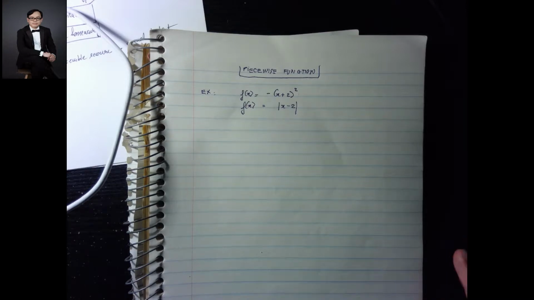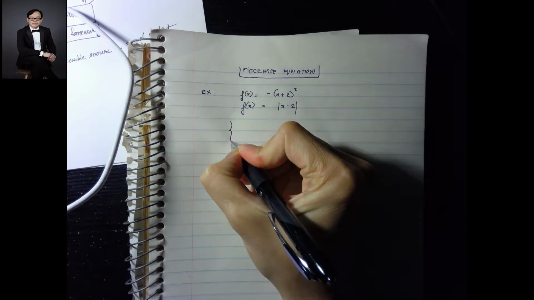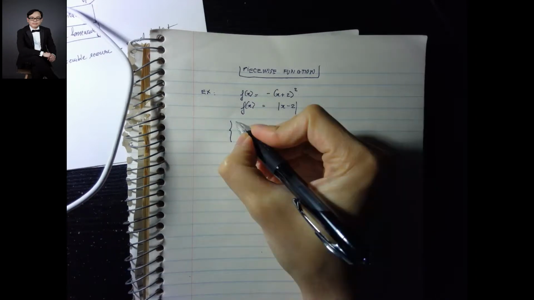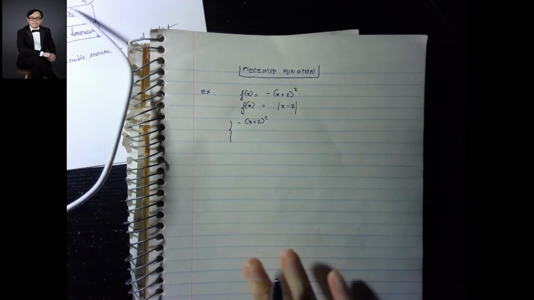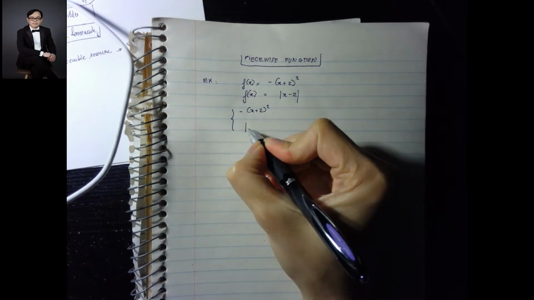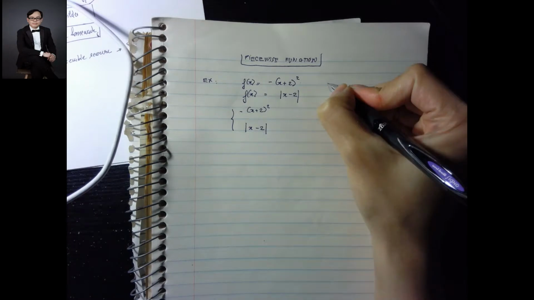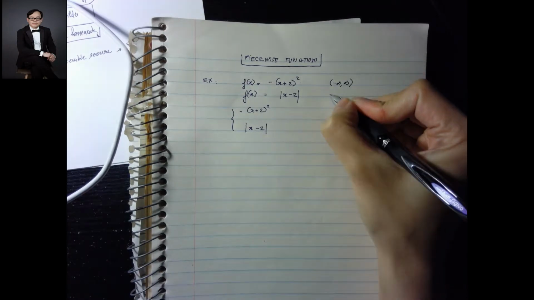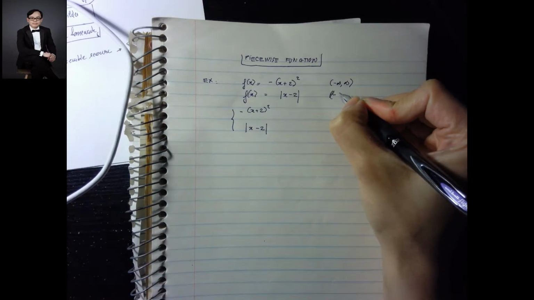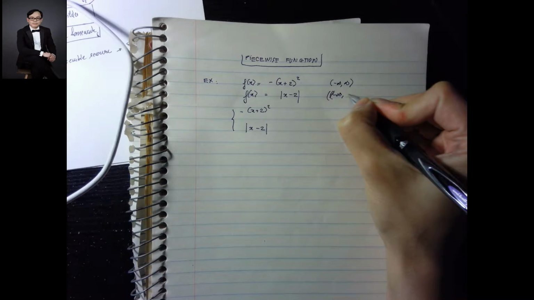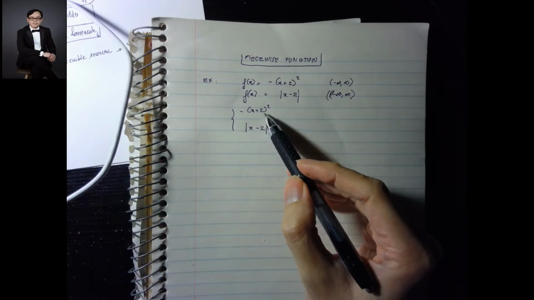What I'm going to do is use a bracket. I want to combine these 2 functions together. Let me write the domain of this. The domain is negative infinity to positive infinity, and for the other it's also from negative infinity to positive infinity. Now I want to combine these 2 functions together.